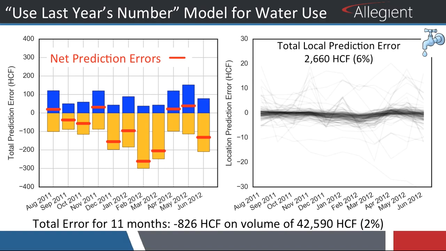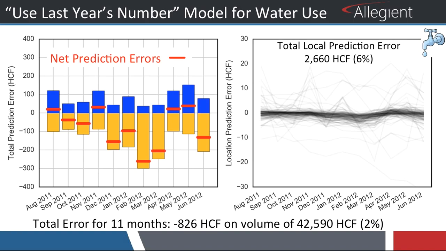Each one of the gray lines in the chart on the right corresponds to a zip code. I'm plotting the discrepancy between my prediction and what actually happened. If I overpredict, it's a positive number, and if I underpredict, it's a negative number. Then I add up all the times when I'm wrong. It doesn't matter if I'm positive or negative, I'm adding up the absolute value. I end up with 2,600 or so HCF of resources that I'm wrong on and would require redistribution.